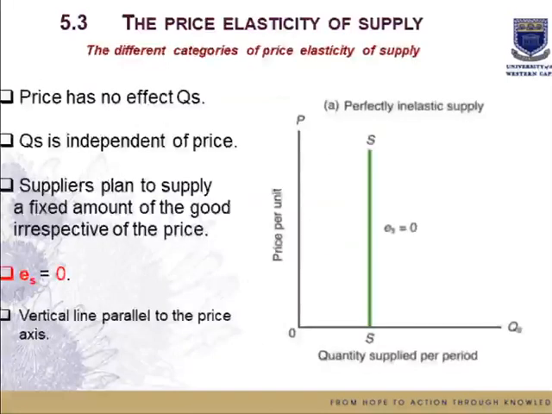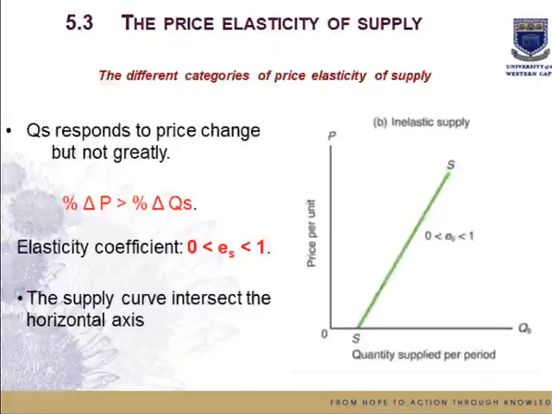When the price elasticity of supply is perfectly inelastic, the elasticity coefficient is equal to 0. This means that the quantity supplied is unresponsive to changes in the price of the product. For such a product, suppliers are willing to supply a fixed amount of the good irrespective of the price. The supply curve for such a product is characterized by a vertical supply curve.